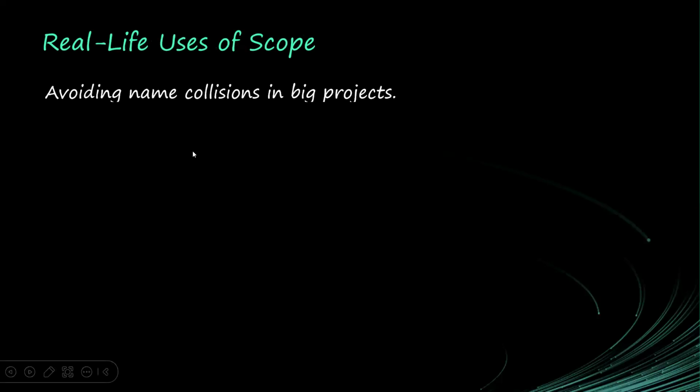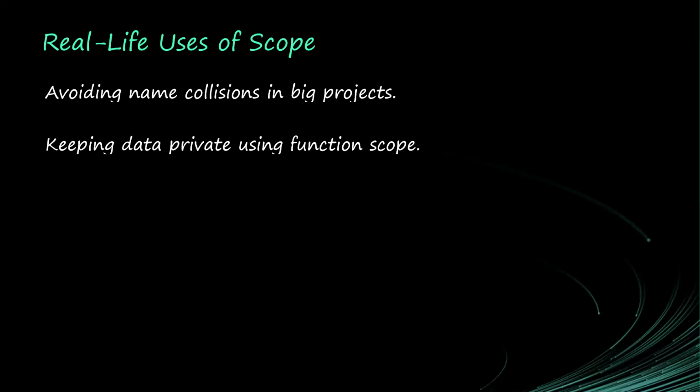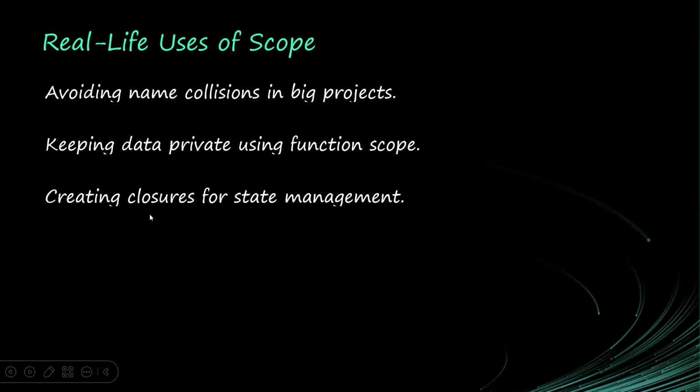So, real-life uses of scope. Avoid name collisions in big projects. Keep data private using function scopes. Create closures for state management. All right, so we'll talk about closures, okay?